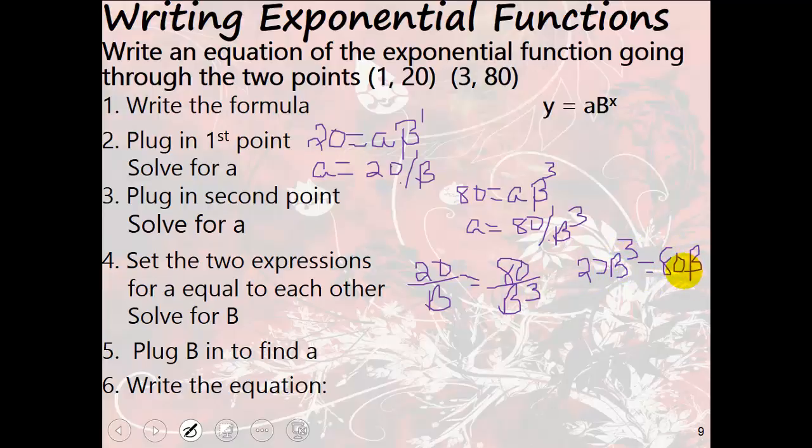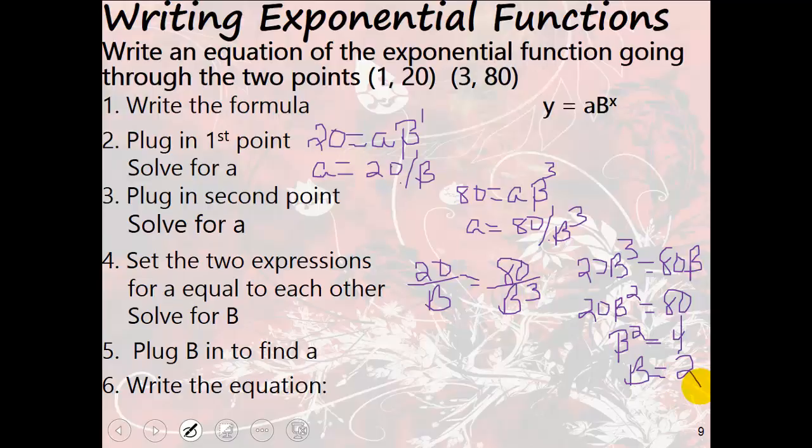I'm going to divide both sides by b. So I get 20b squared equals 80. Now I'm going to divide both sides by 20. And I get b squared is equal to 4. So b is equal to 2. It would be plus or minus 2, but we know that b cannot be a negative number.